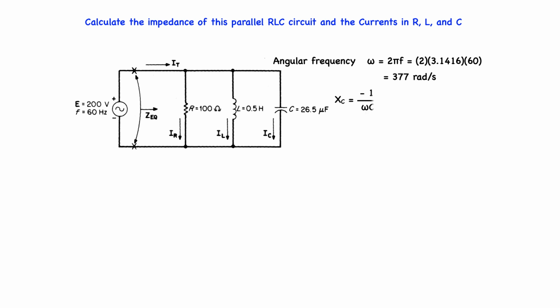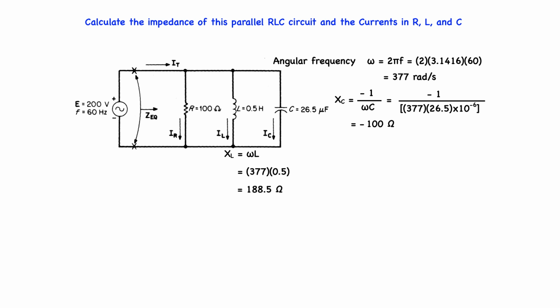XC equals minus 1 all over omega C. With actual values, XC is equal to minus 1 all over 377 times 26.5 times 10 to the negative 6, which comes out to minus 100 ohms. XL is equal to omega L. Therefore, XL in real terms is 377 times 0.5, which is equal to 188.5 ohms.